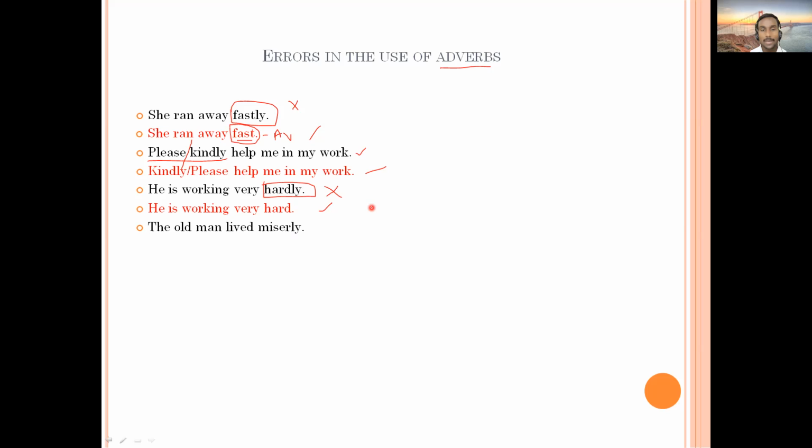Next, the old man lived miserly. So what is wrong with this? Here the word miserly has some problem. Can you check the dictionary and tell me, is miserly an adverb or an adjective?